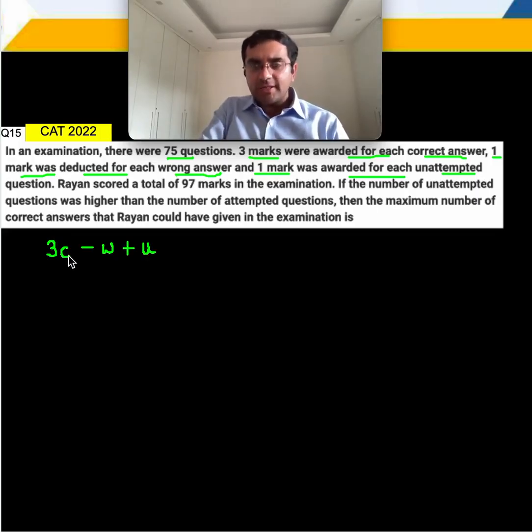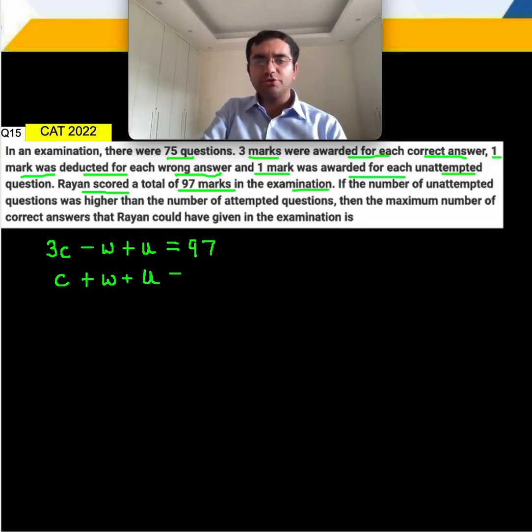Okay, so C is the number of correct questions, W is the number of wrong questions, U is the number of unattempted questions, to give you a total of 97 marks. And you had 75 questions, so C plus W plus U turns out to be 75, the total number of questions.